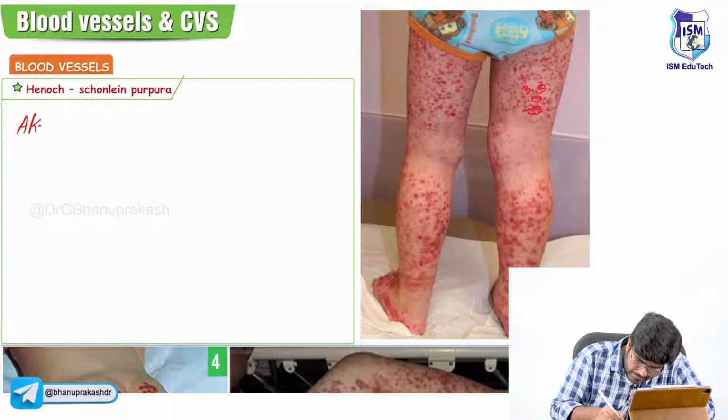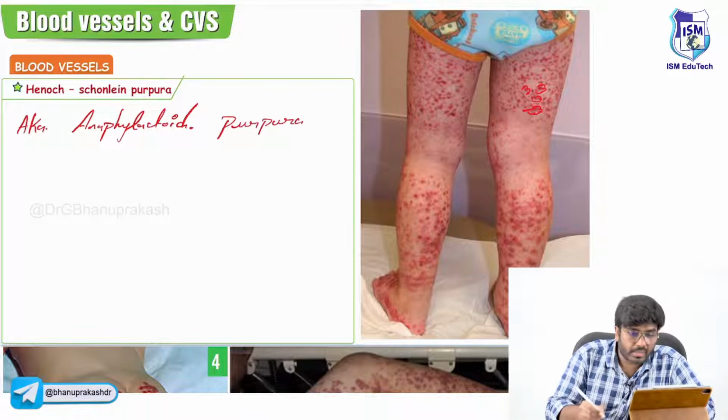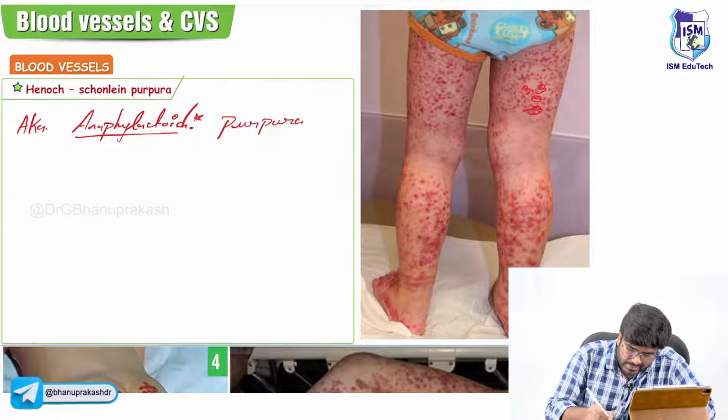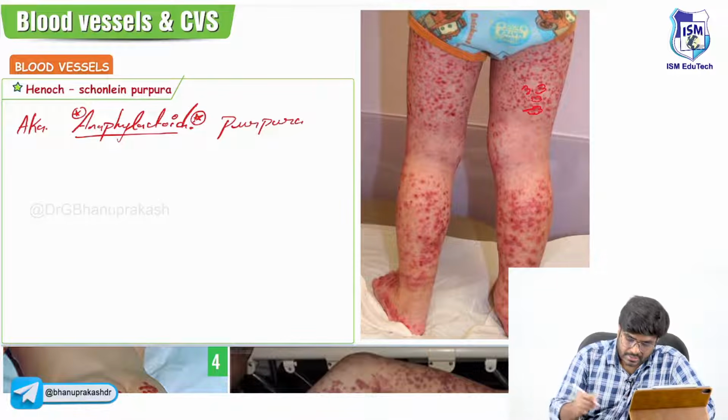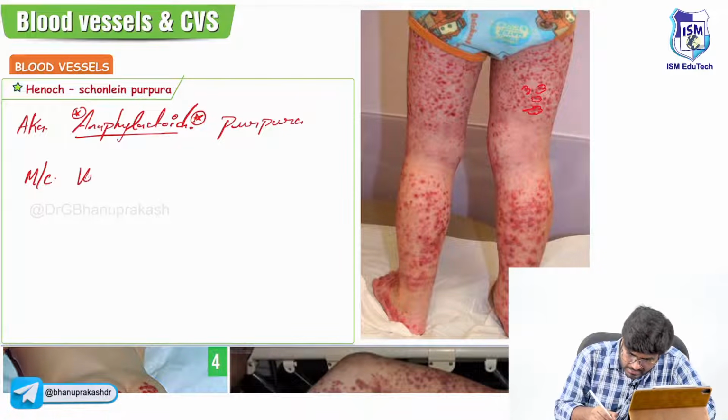What is the other name? It is also called anaphylactoid purpura. Anaphylaxis means allergy. This is the most common MCQ: the most common vasculitis in children.